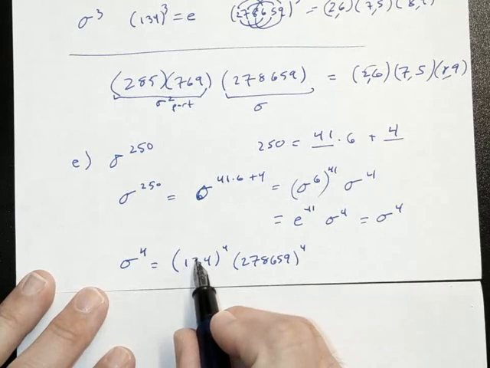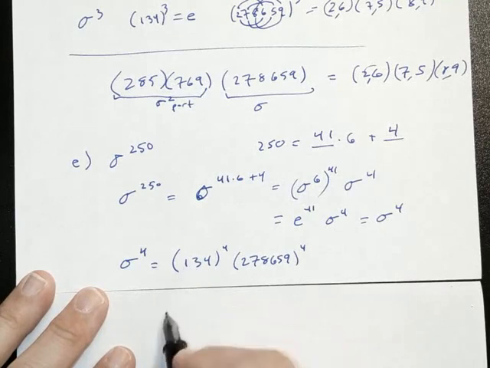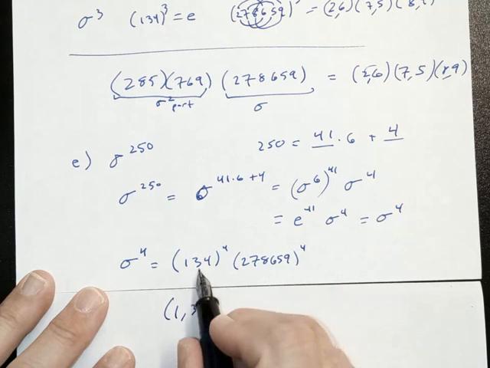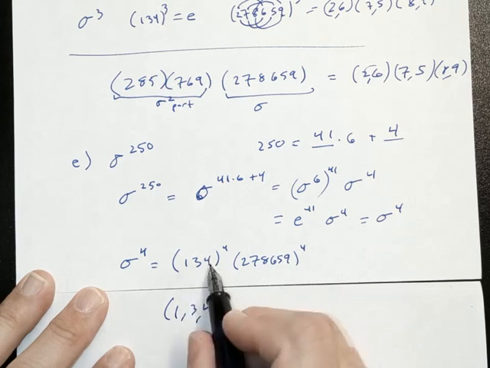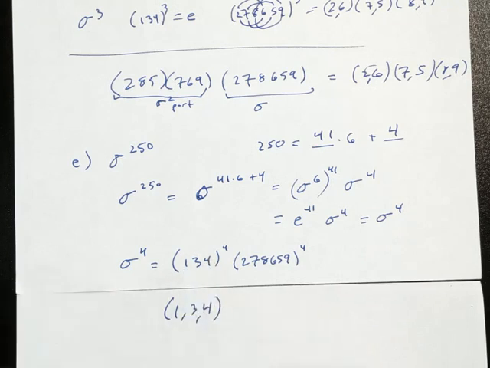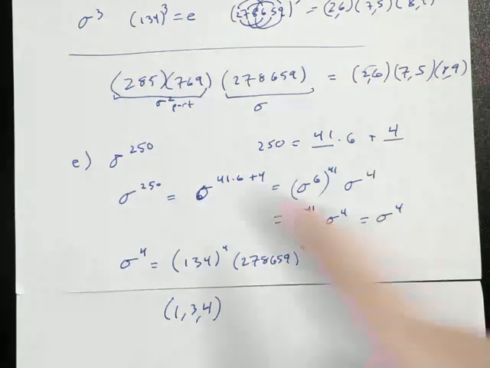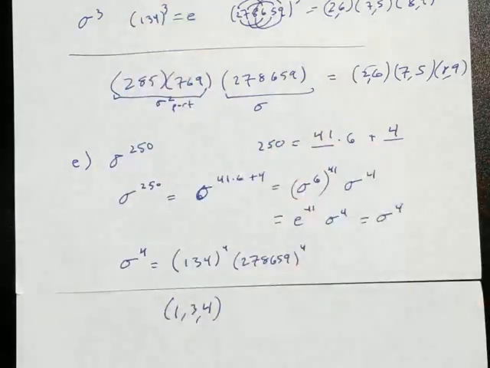1, 2, 3, 4. 1 goes to 3. 1, 2, 3, 4. 3 goes to 4. 1, 2, 3, 4. 4 goes back to 1. Wait a minute. Sigma to the 3rd was the identity up there, right at the top of the screen. Aha. And sigma to the 4th is sigma for that part.